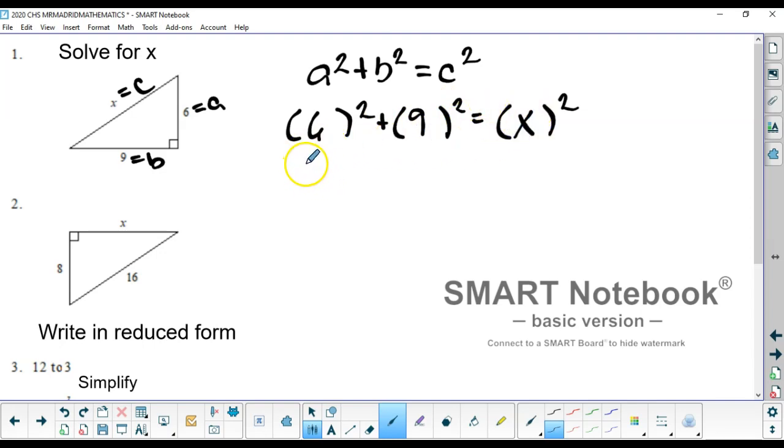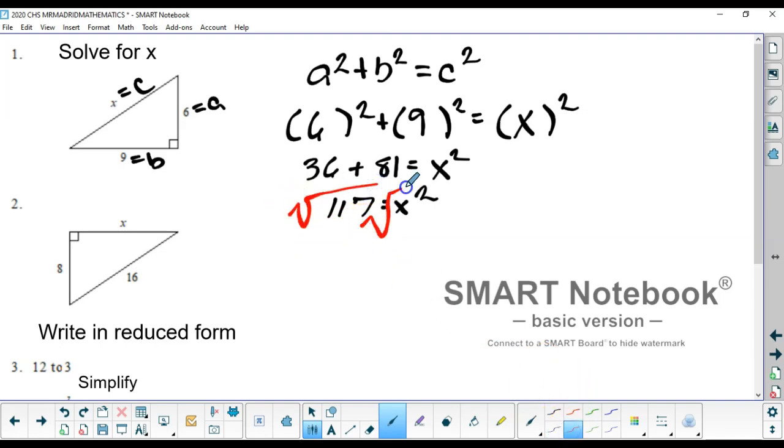All right, so let's do the quick math here. Notice that A, B, and C are generic. X is the actual value they're using, so we'll do that. This gives us 17. From here, we've got to take the square root on both sides.